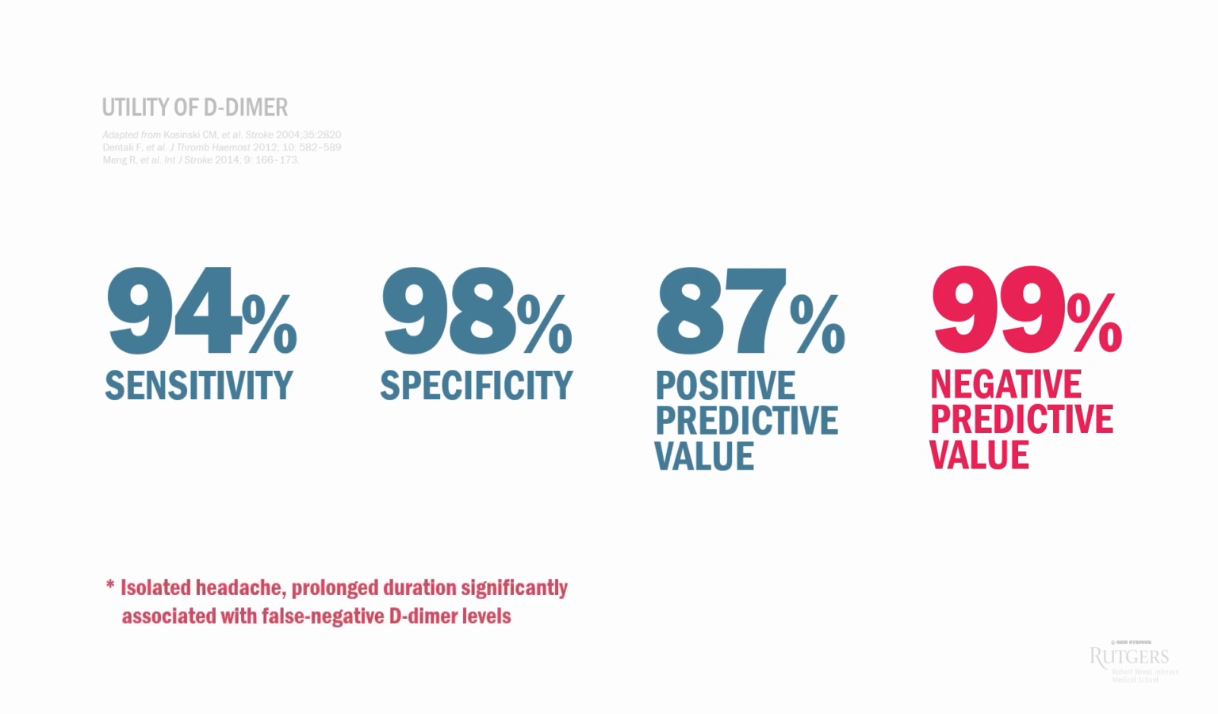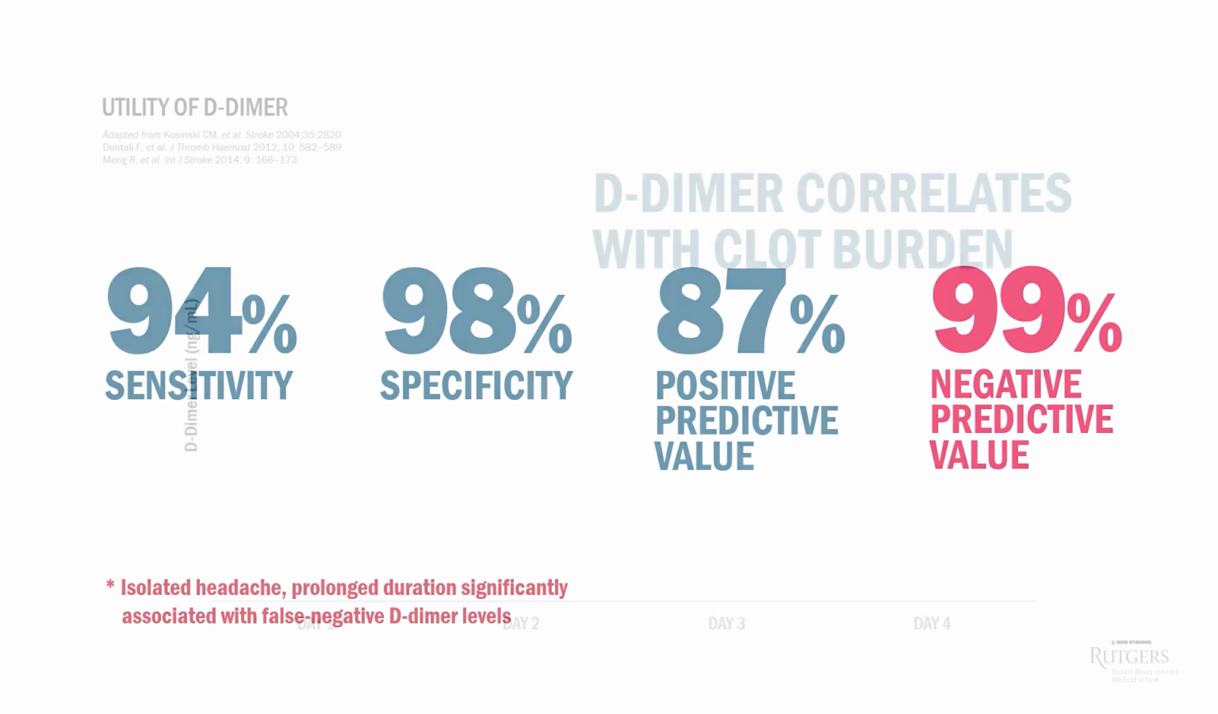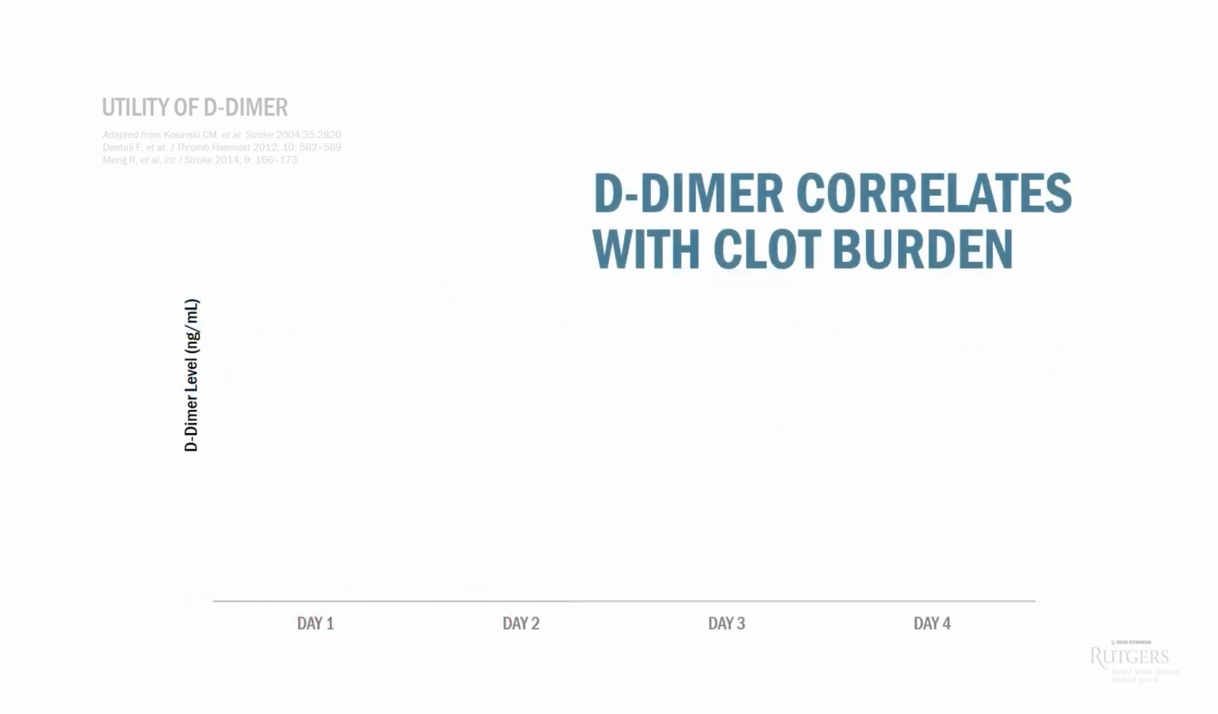The caveat is that patients presenting with isolated headache or prolonged duration of symptoms, more than a week or so, have significantly higher false negative D-dimer tests. So, considering wide availability of excellent imaging, we rarely use D-dimer to make the diagnosis or rule out cerebral venous thrombosis. Where I feel it is more useful is in gauging efficacy of treatment.